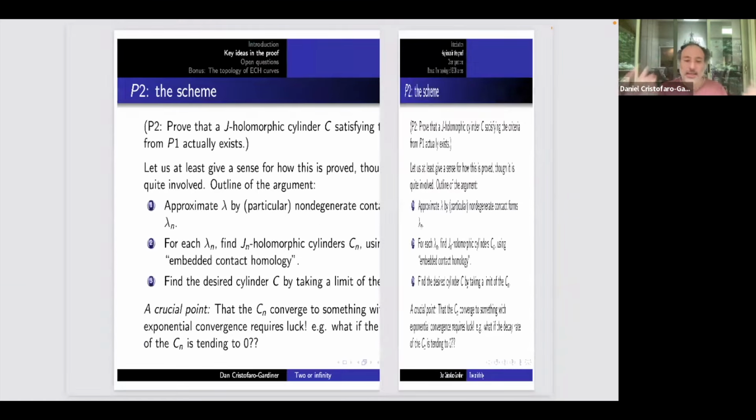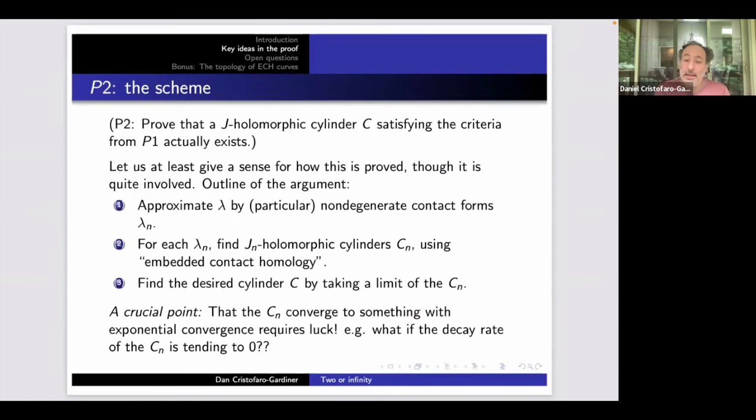And just like Sarah was saying, this is only going to work if we're extremely lucky, because remember, I was saying it's pretty standard in the non-degenerate case that you have exponential convergence to the ends of the curve. But you could certainly imagine that the decay rate of the C_n is tending to 0. So, I want to pause because I consider this a really crucial point in the proof.